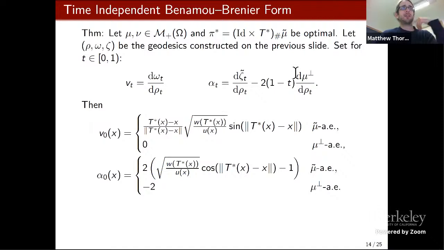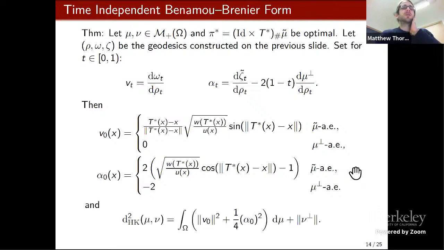First of all, we can evaluate these formulas fairly easily when t is equal to 0. They're just given like this. Of course, where we're not transporting anything, the velocity is 0. Then we have this velocity here where we are transporting, with mass creation and destruction. If we have pure destruction, then this alpha naught is just -2, and it takes a slightly more complicated form when we're transporting as well.